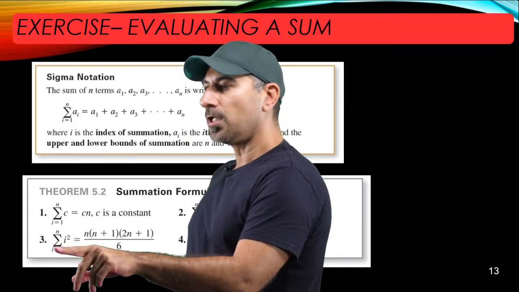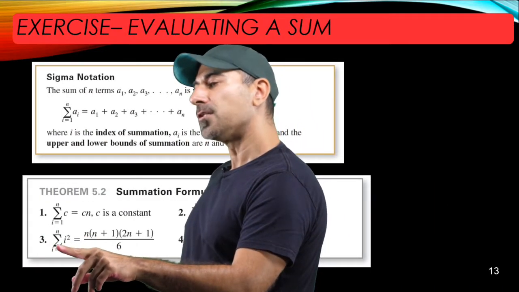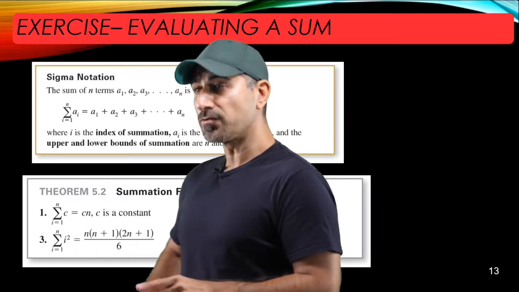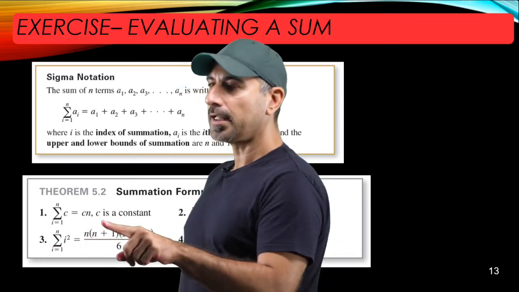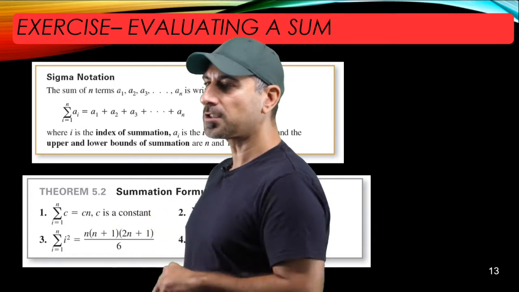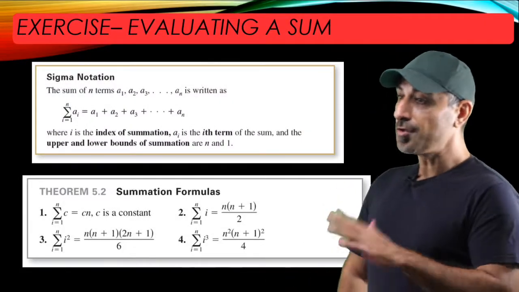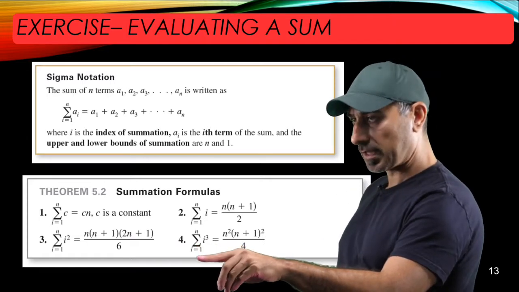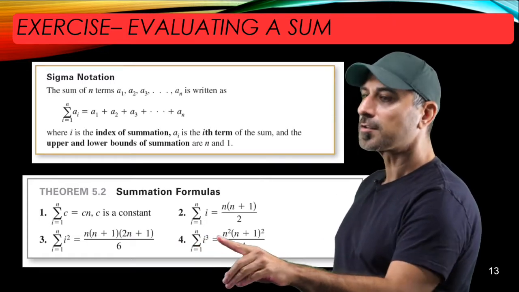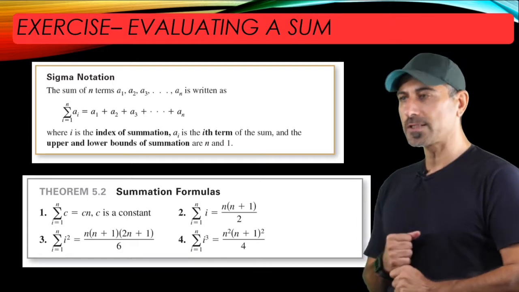And then this one is a formula for the sum of the squares of numbers, starting from i equals 1 going all the way to n. It's n times n plus 1 times 2n plus 1, divided by 6. And we also have a formula for the sum of the cubes of the numbers starting from 1 all the way to n. It's n squared times n plus 1 squared, divided by 4.